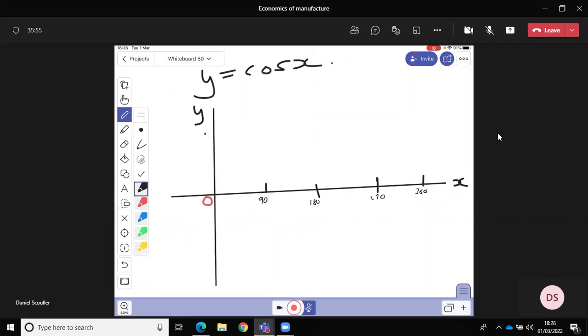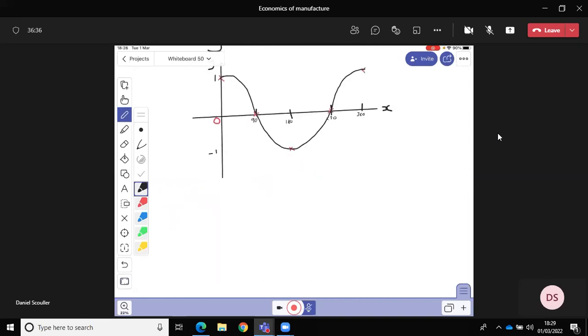This time it starts at 1, cuts 0 at 90, minimum of -1 at 180, cuts 0 at 270, and then a maximum again at 360. It doesn't have to be a work of art, but it needs to show a nice curve, and it needs to show the key information, maximums, minimums, and it needs to show the x and y axis.